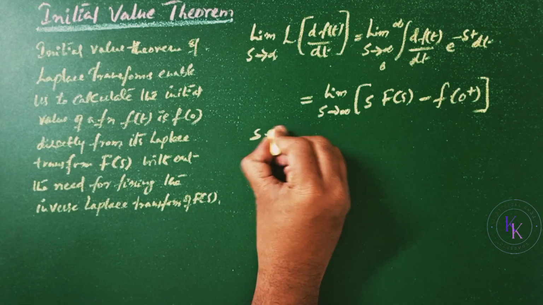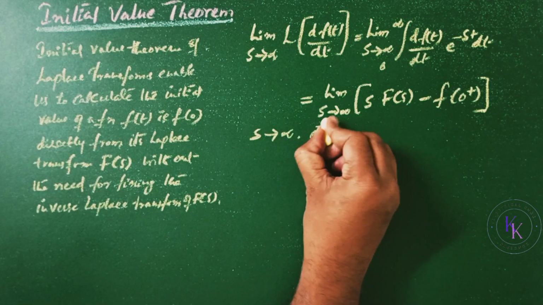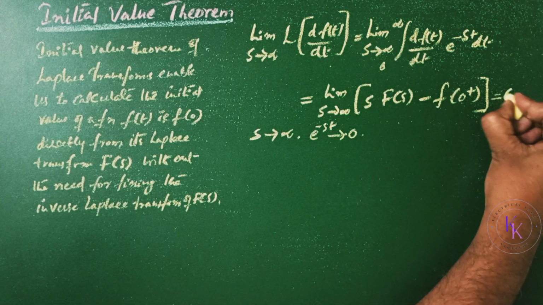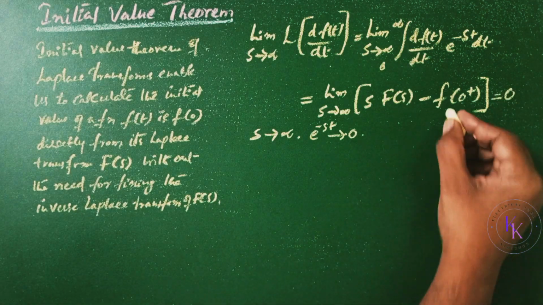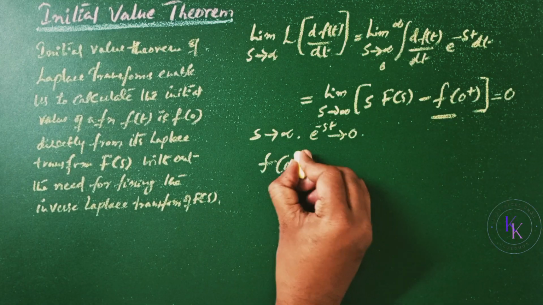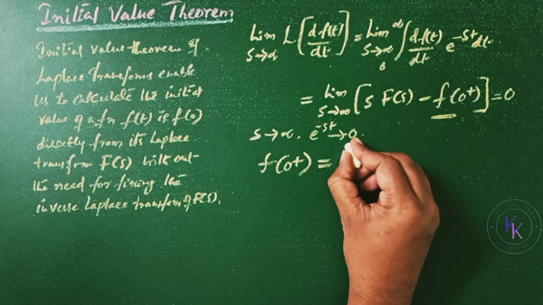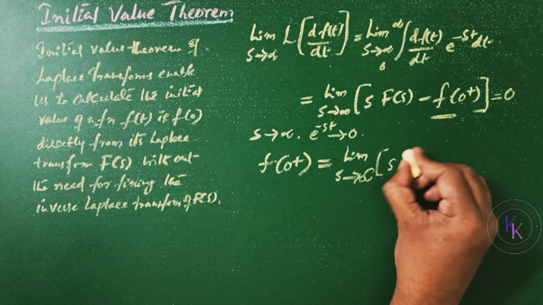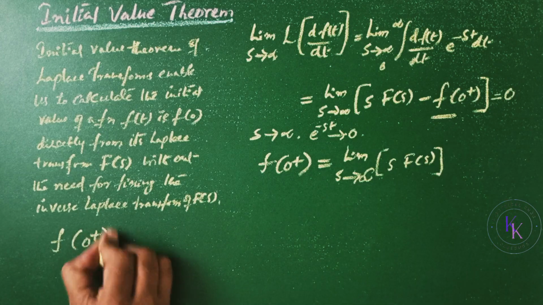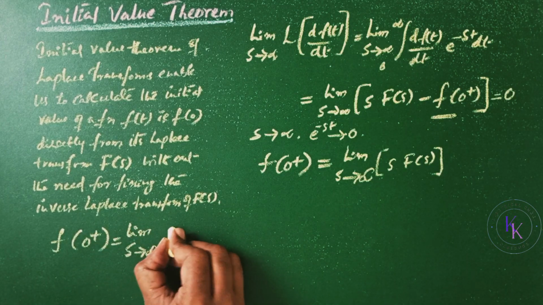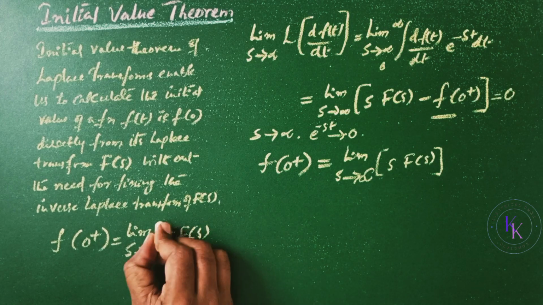However, when s tends to infinity, e power minus st tends to 0. Then this total value will be equal to 0. And this value is a constant, so we can write f of 0 plus equals limit s tends to infinity of s F of s.